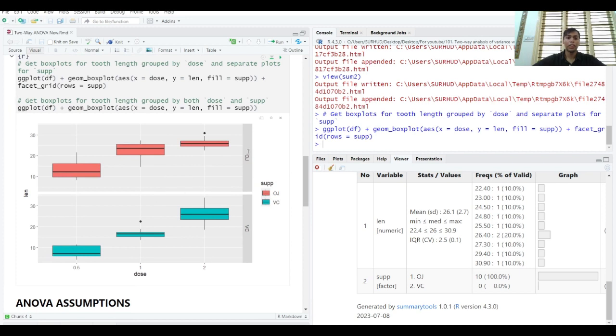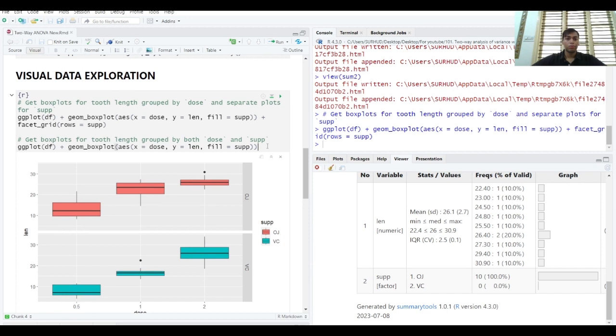And we can see that the guinea pigs who were given orange juice and those who were given vitamin C in increasing doses, in both of these methods of delivery, we can see that the tooth length, the median tooth length, has increased almost quite linearly.